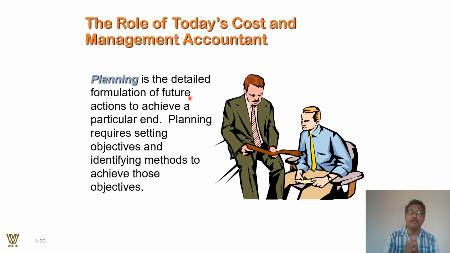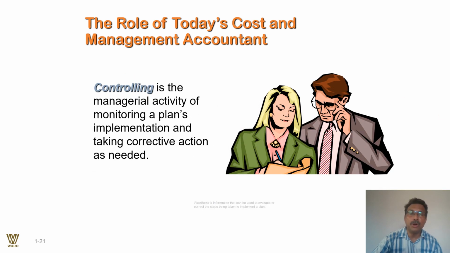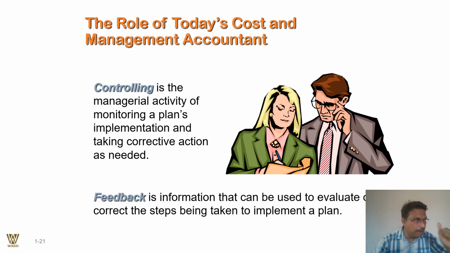Planning is a detailed formulation of the future action that is needed to achieve a particular objective in mind. Planning requires setting objectives and identifying methods to achieve those objectives per se. We are talking about cost management association. It's not only planning but also controlling. It's not only controlling but also feedback. Controlling is the managerial activity of monitoring plans, implementation, and taking corrective action.